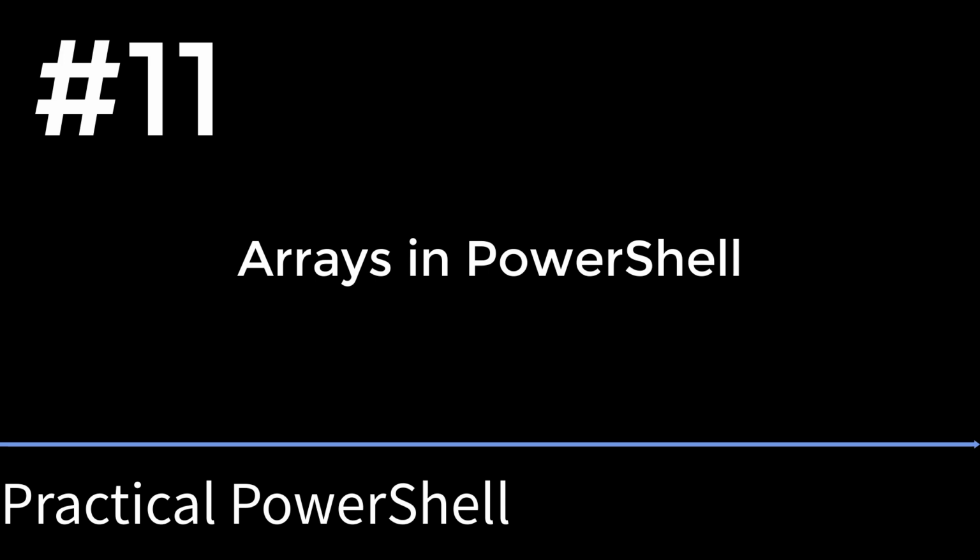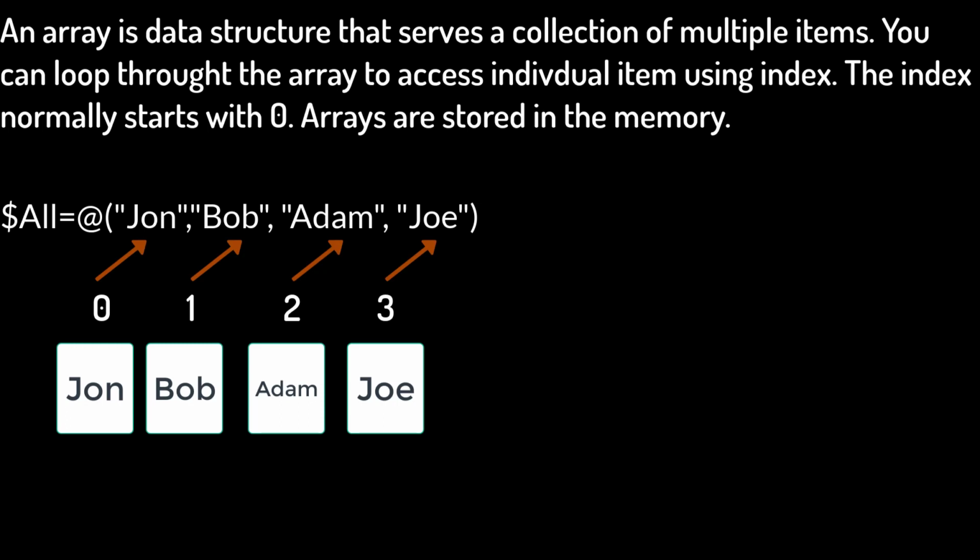Hello everyone. In this video I will show you what an array is and where to use them in an Active Directory environment. Basically, arrays are collections of items. You can loop through the array to access the individual items using the index. The index starts with 0, 1, 2, and so on. An array is normally stored in memory.